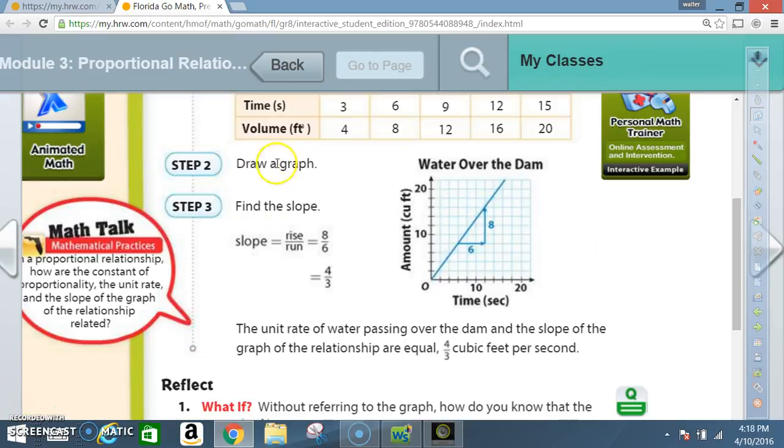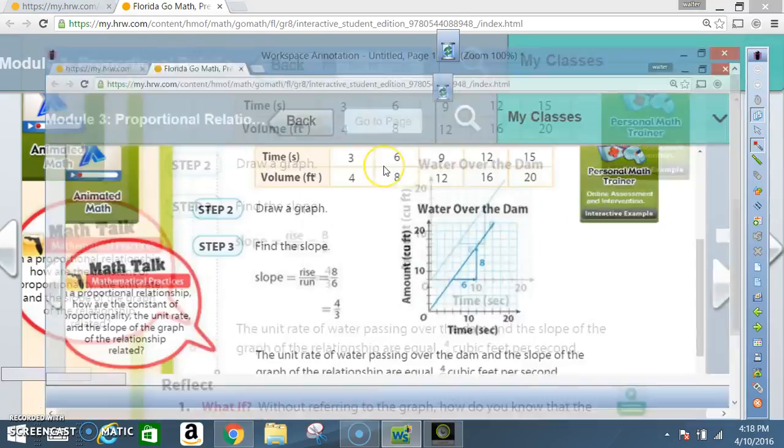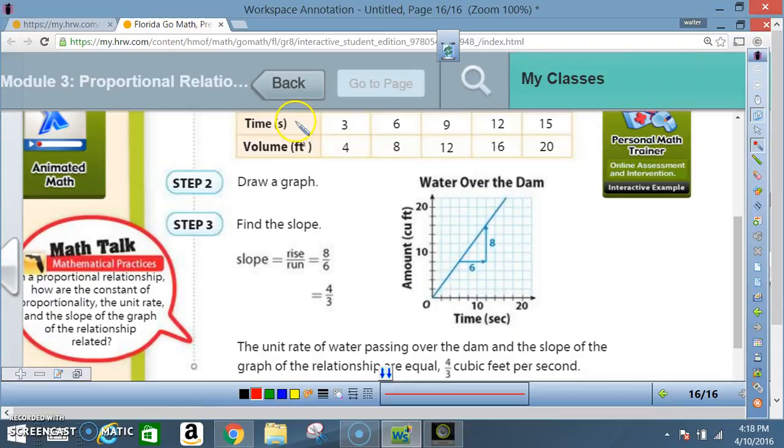Okay, next we got to draw our graph. All right, when we draw our graph, we're recognizing that time is our x value and that volume is our y value. Once again, time is independent and y is dependent. All right, so our first coordinate is 3, 4. X is 3, y is 4. So x is 3 would be right here. On the bottom, they're counting by 2s. 2, 4, 6, 8, and 10. Also, as they go up and down, they're also counting by 2s. 2, 4, 6, 8, and 10.